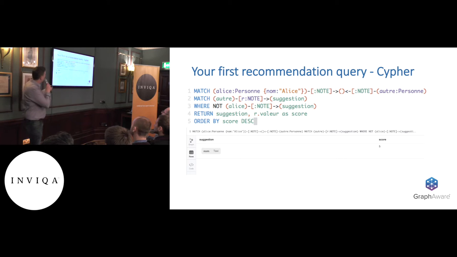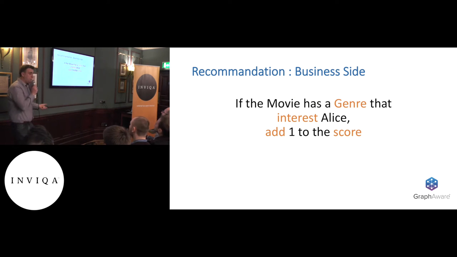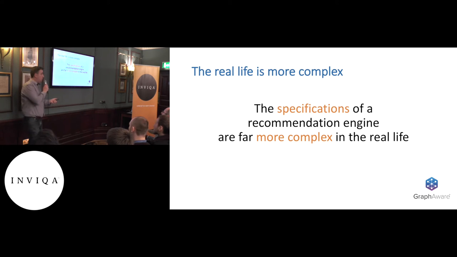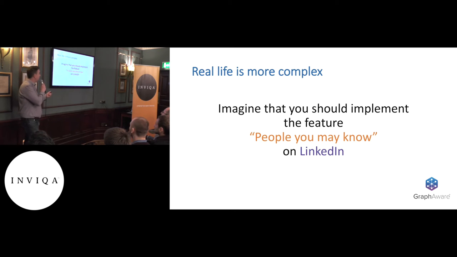The score will be the rating on the relationship. Second business rule: if the movie has a genre that Alice is interested in, add 1 point to the score. Here again, OPTIONAL MATCH is like an optional select. Does the movie, the suggestion, contain a genre that Alice is interested in? If yes, count the paths, the number of found patterns, and add it to the score. Cool. But this is really basic, right? The problem is that in real life, recommendations are far more complex. So imagine that you're building the LinkedIn feature people you may know.